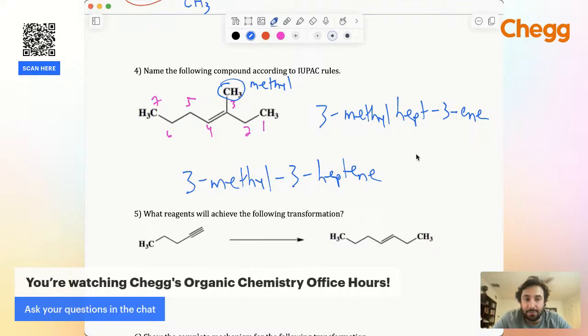Mackenzie, no, it could not be 2-ethyl-2-hexene because we need the longest carbon chain, right? We will always look for the longest carbon chain. The longest carbon chain possible will be the parent chain. And so if we have a 7-carbon chain possible, the 6-carbon chain will not be the parent chain.